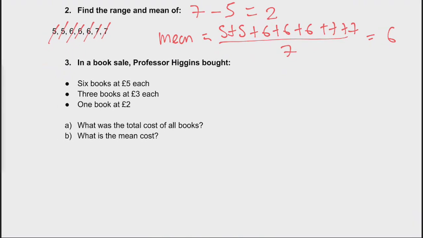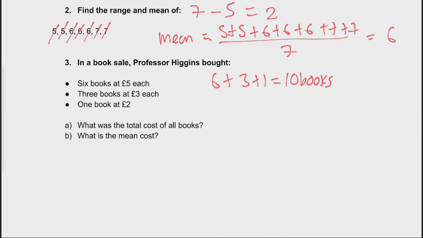In a book sale, Professor Higgins bought 6 books at £5 each, 3 books at £3 each, and 1 book at £2. So how many books did he buy overall? Well, he's got 6 here, he's got 3 here, and he's got 1 here. So overall, he's got 6 plus 3 plus 1, he's got 10 books at different prices.